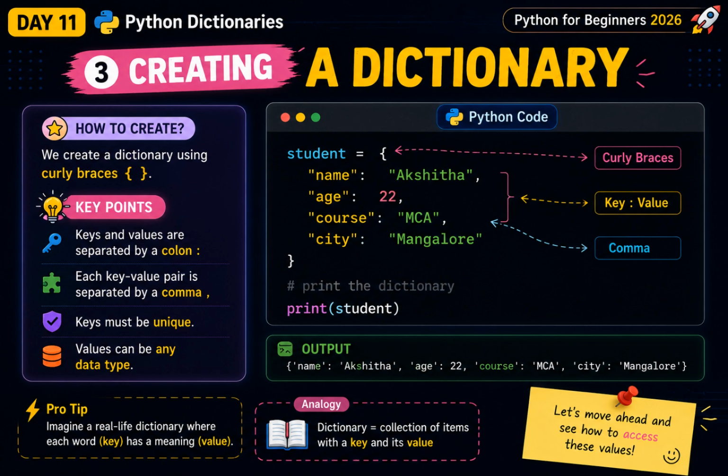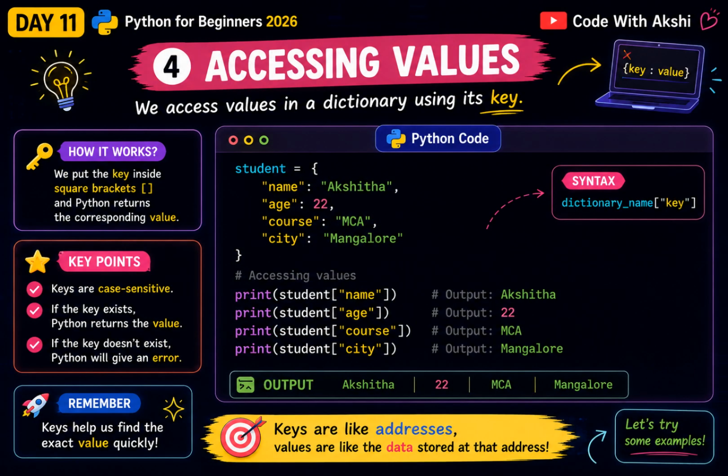Next, let's learn how to access a value from a dictionary. To get a value, we use its key inside square brackets. For example, if we use the key name, Python returns Akshita. Similarly, using age returns 22. These act like an address that helps us quickly find the required values. Always remember, if the key doesn't exist, Python will show an error.